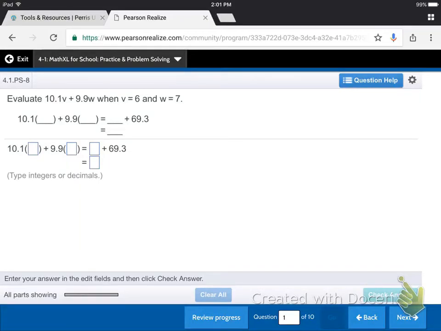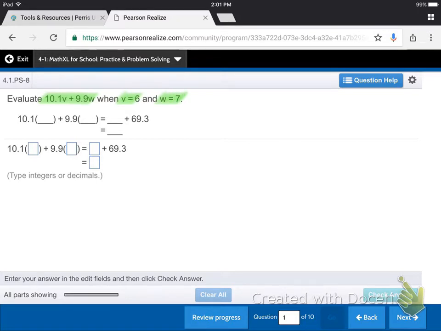Okay, boys and girls, let's get started with Unit 4, Lesson 1 in Mxl. Read it along with me. It says evaluate 10.1V plus 9.9W when V equals 6 and W equals 7. So we need to evaluate this expression right here when V is 6 and W is 7.